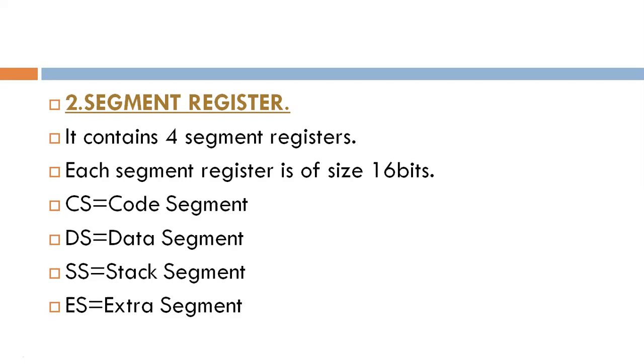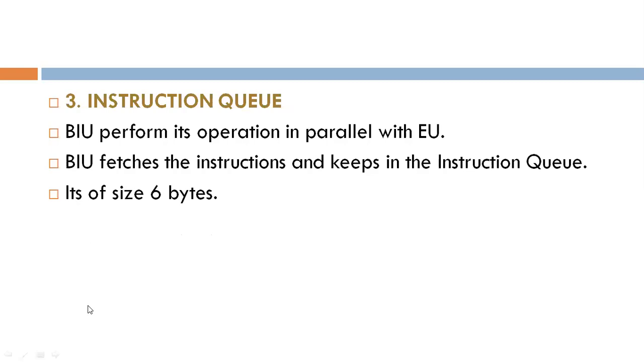Next is the stack segment. The stack segment register handles the memory to store the data and address of the stacks. And next is the extra segment. ES is used by the string to hold the extra segmented data. So these 4 are the segment registers: code segment register, data segment register, stack segment register, and extra segment register.